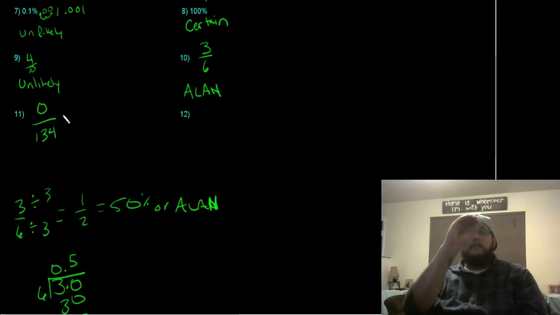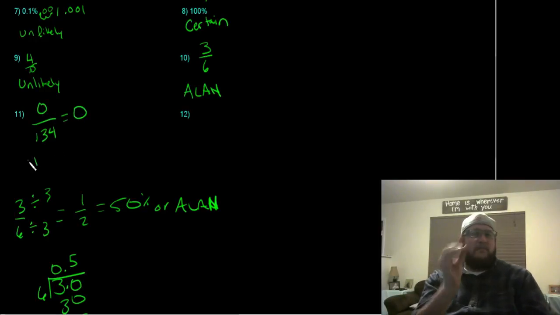For number 11, we have 0 out of 134. 0 divided by 134 is just 0, so this is impossible.